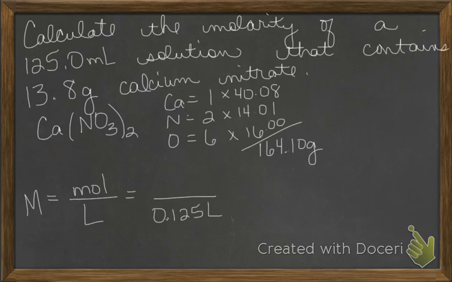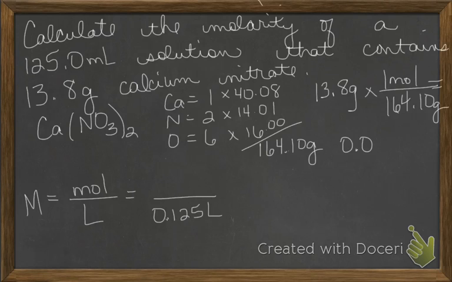So I'm going to squeeze that in over here. 13.8 grams of calcium nitrate. And I know now that a mole of calcium nitrate is 164.10 grams. And I'm running out of room, so I'm leaving off units. Try not to leave your units off. When I divide that out, I will get 0.0841 moles of the calcium nitrate.